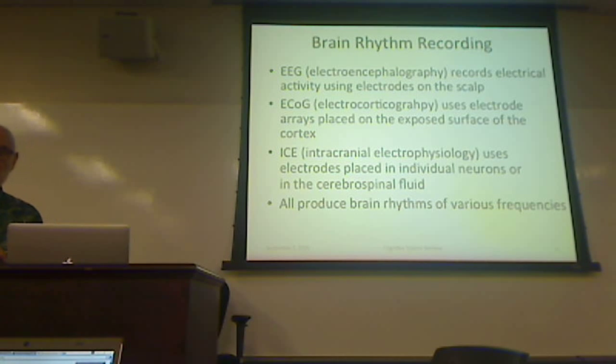Brain rhythms come in a variety of sources depending on where you put the electrodes. You put them on the scalp, you get the EEG. Then you put them on the surface of the cortex, you get another one. You put them in the cerebral spinal fluid, or you put them in an individual neuron, and you get something else. So all of them produce brain rhythms of various frequencies.